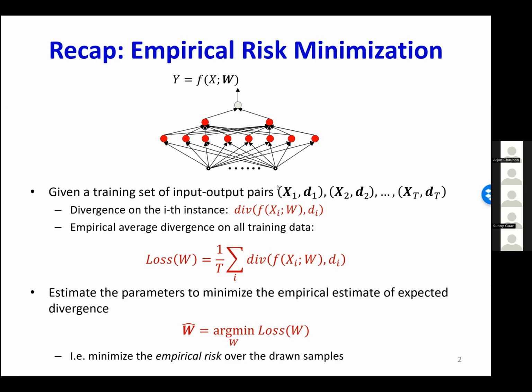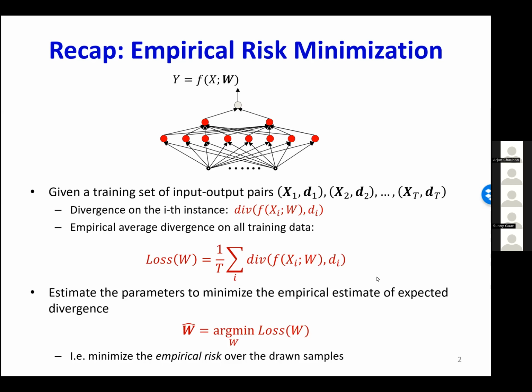The way we do it is we define a divergence between the actual output of the network and the desired output of the network. Then we define a loss function, which is the average divergence between the actual and desired outputs of the network at all of the training inputs. And this loss function, since the x's are given and the d's are given, the only variable that remains is this W, which are the parameters of the network. So the loss function itself is a function of just the network parameters.